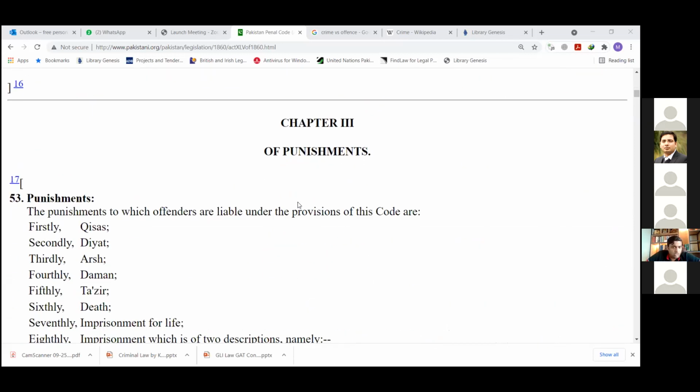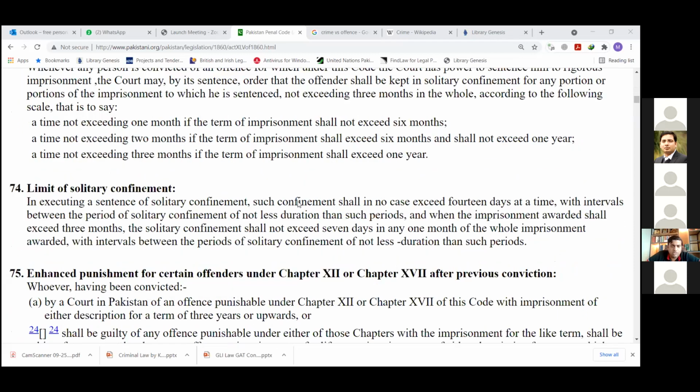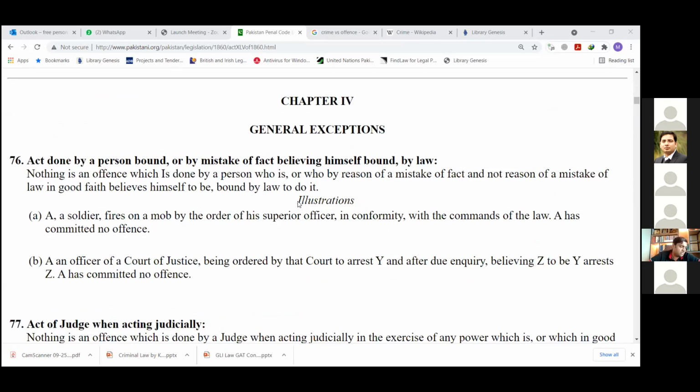So now we turn to chapter 4. Chapter 4 is general exceptions, and it spreads over sections 76 to section 106. Let me just comment on this chapter before we start going through the provisions. General exceptions are those acts which are not offenses, if done by a person under the circumstances which are mentioned in this chapter. The burden to prove these general exceptions, if raised by the accused, is upon the accused.